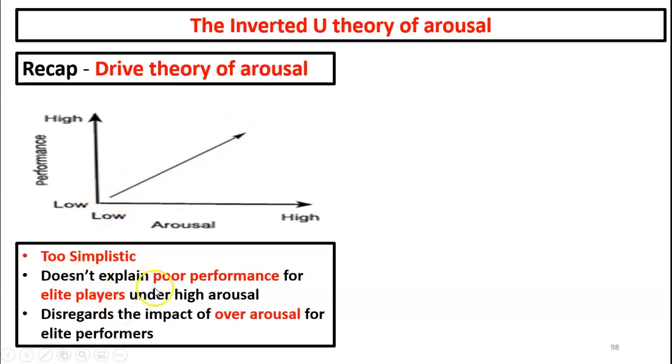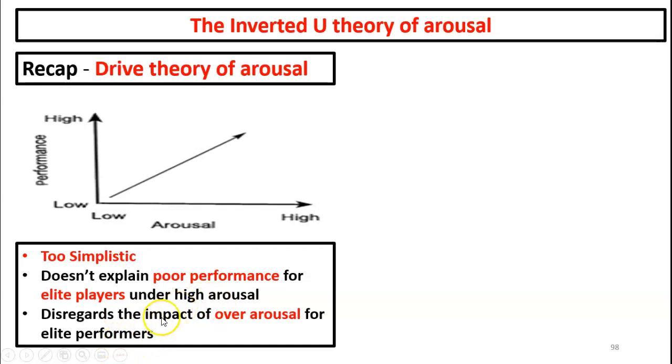Okay, it also didn't explain poor performance for elite players under high arousal. So why is it that Johnny Wilkinson ever missed a kick in an important rugby game when he was pumped up? Okay, why is it that Cristiano Ronaldo misses free kicks or penalties in a final? Not always, but occasionally. Because this theory would say that if it was true, every single top class performer, when they're under high arousal in a final, is always going to perform at their optimal. It's not true. Okay, so it doesn't explain poor performance for elite players under high arousal.